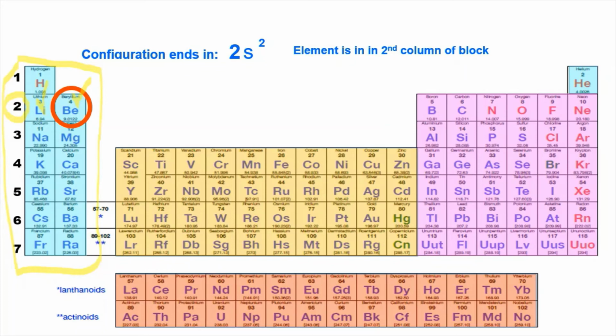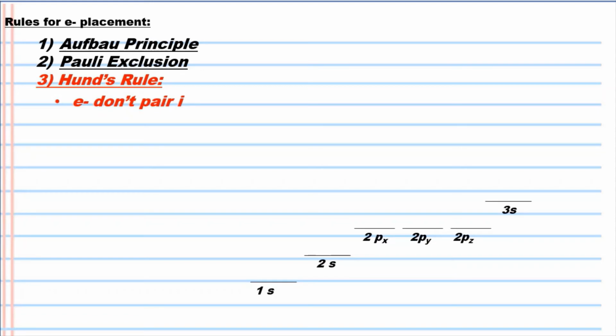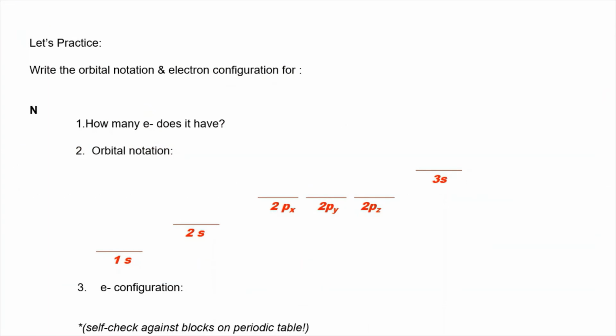And since our configuration did end in 2s2, we know we did it right. So there's a third rule that we're going to write down, and it's called Hund's rule. It states that electrons don't pair up in an orbital if there's an empty orbital at the same energy. Let's try an example with nitrogen.